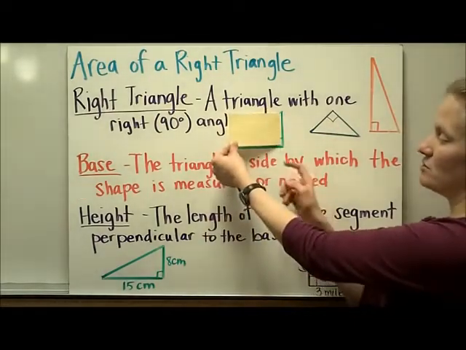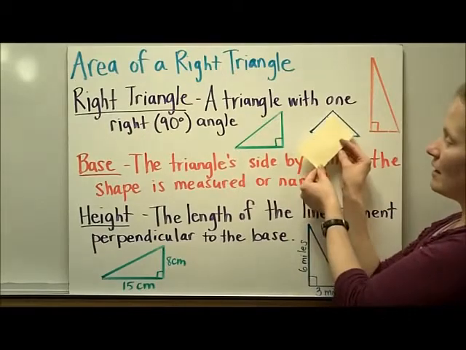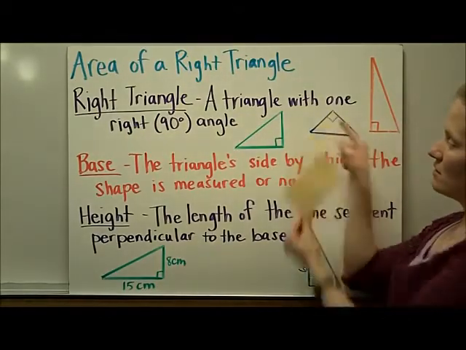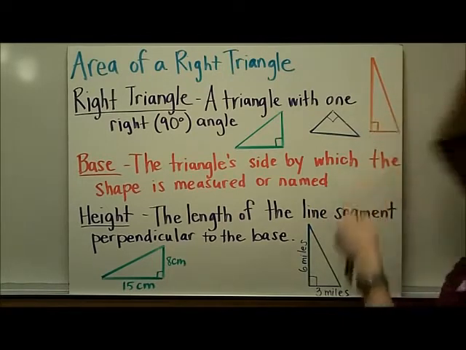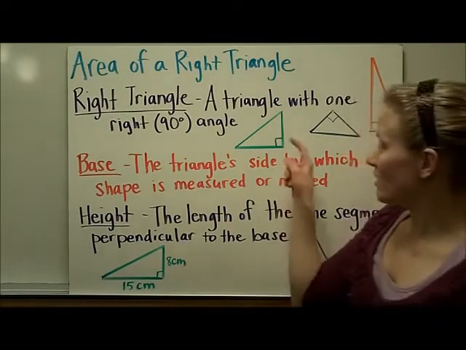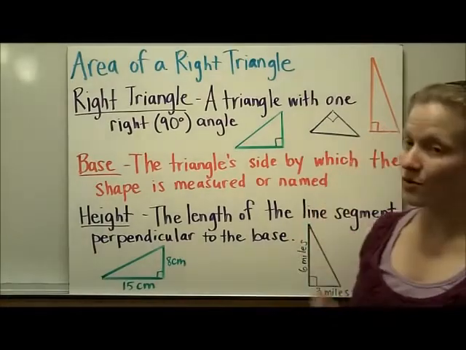The right angle of this green triangle is right here. The right angle of the blue triangle is here, this one, and then of the orange triangle right here. And we mark a 90-degree angle with this small box in those corners.